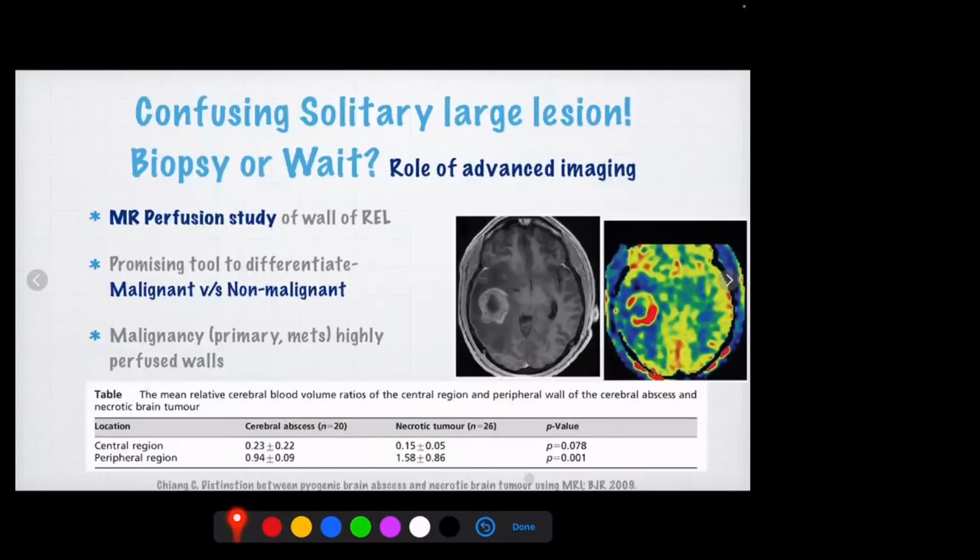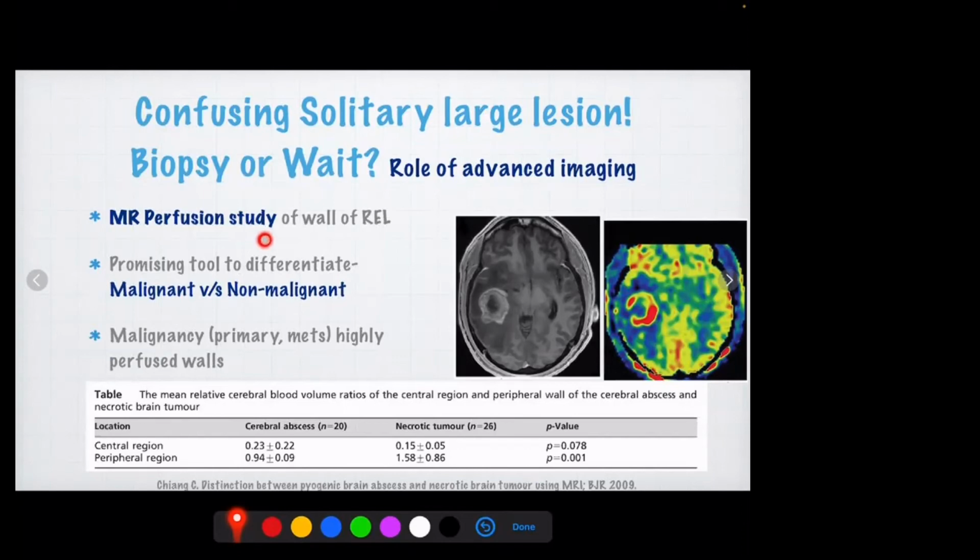So if we have a textbook picture, I think it's easy to diagnose. Sometimes we may have an overlapping picture, which is a common scenario. So what next? What else can contribute? MR spectroscopy, I'm not so sure it can contribute so much. The choline peak is typical of a malignancy, but it's not a consistent finding in studies.